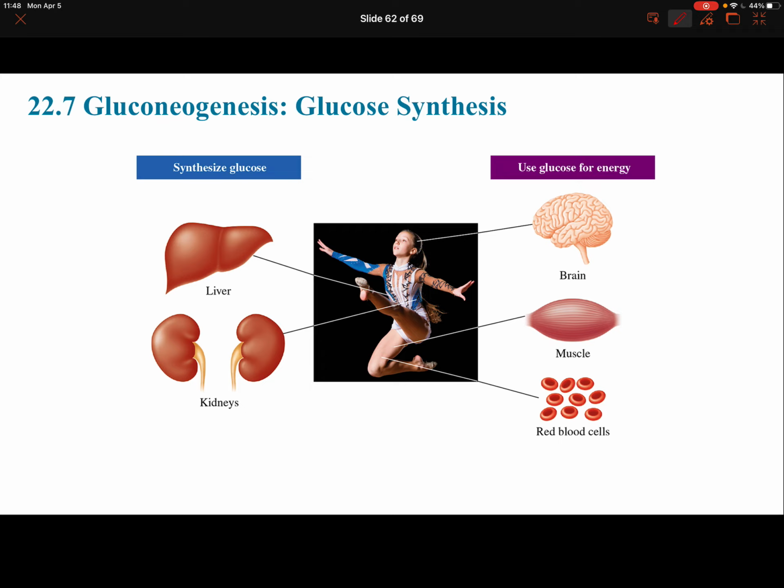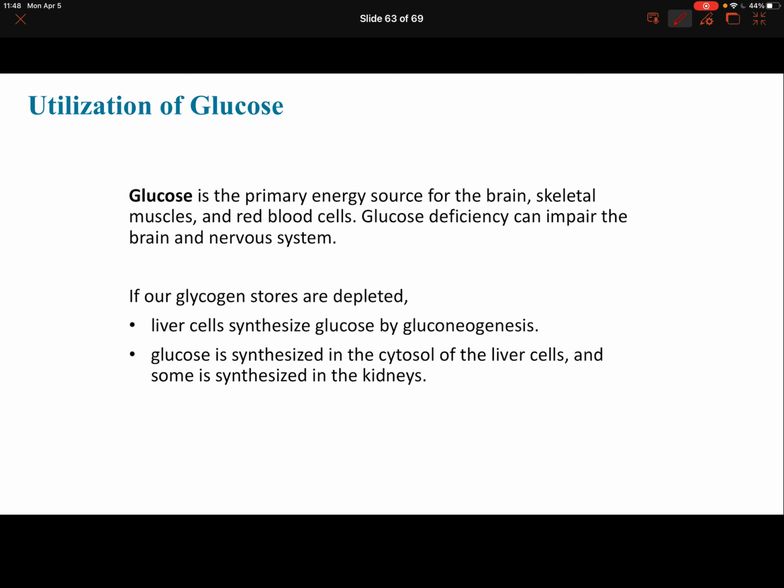Gluconeogenesis is when we make glucose from a lack of glucose. So glucose is synthesized in the tissues of the liver and in the kidneys. Tissues that use glucose as their main energy source are the brain, the muscles, the red blood cells, and so on. And so we are actually able to make glucose so that we can feed some of these important organs. So glucose is the primary energy source of the brain, as we mentioned, and a deficiency in that can actually impair that function.